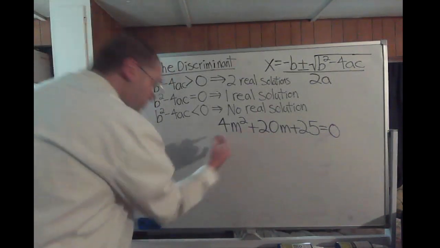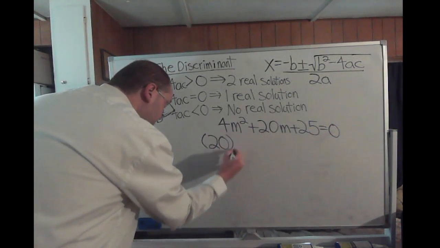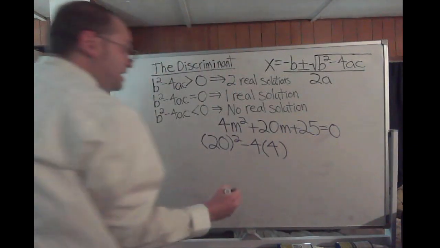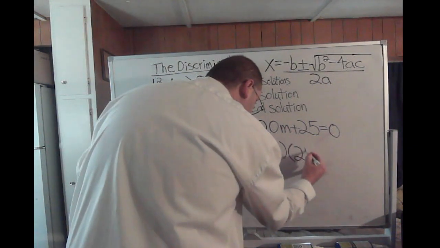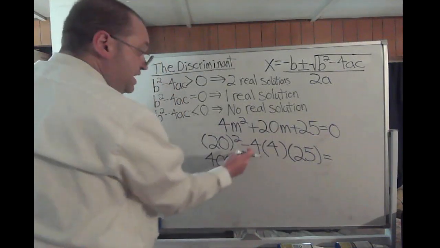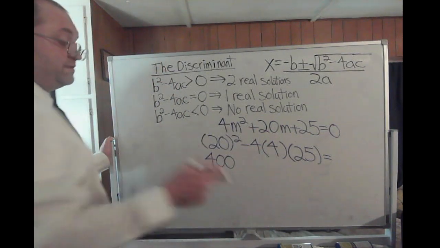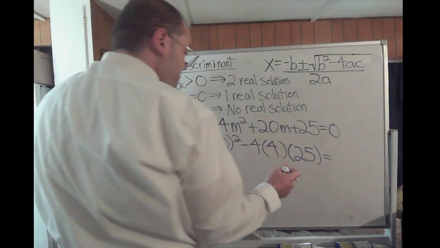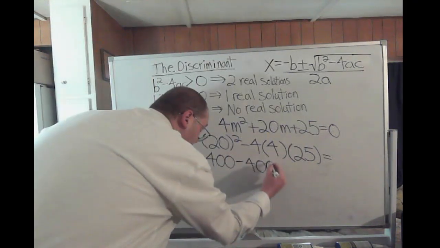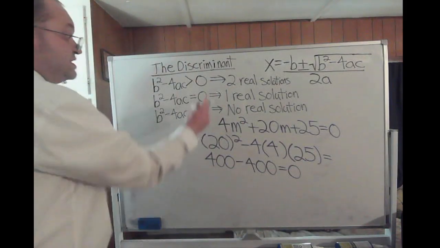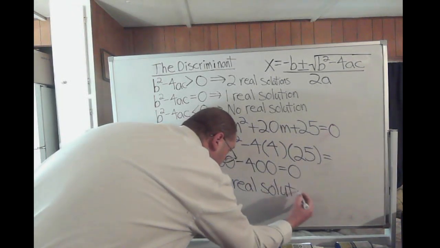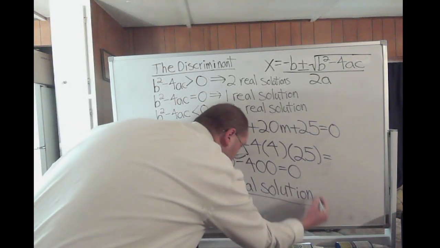So the b coefficient is 20, so that's going to start out as 20 squared minus 4 times your a coefficient of 4 times your c coefficient of 25. So let's go ahead and simplify this. 20 squared, that's 400. Then negative 4 times 4 is negative 16, times 25. That's going to also be negative 400. So now you have 400 minus 400. That gives you 0. Since it's equal to 0, you have one real solution to this problem. So to this particular equation, you have one real solution.